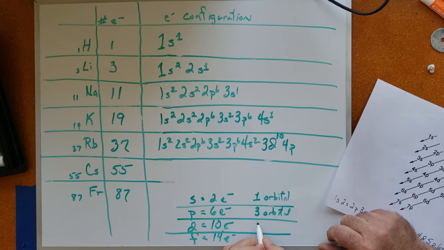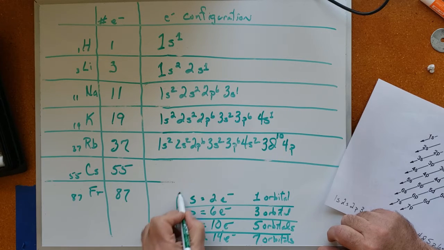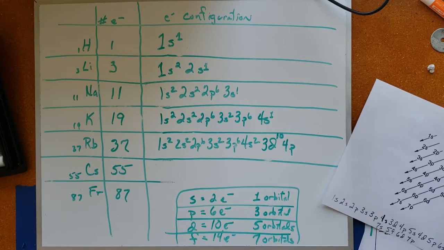D orbitals come 5 to a group. 5 orbitals to a group. Each of these orbitals holds 2 electrons, so 5 times 2 is 10 electrons. And F orbitals come 7 to a group. 7 orbitals to a group. Each orbital holding 2 electrons, so 7 times 2 is 14. It's a good idea to remember this. Okay.